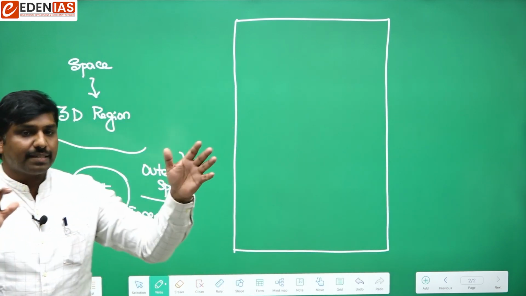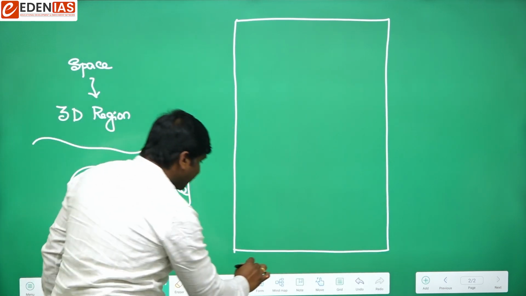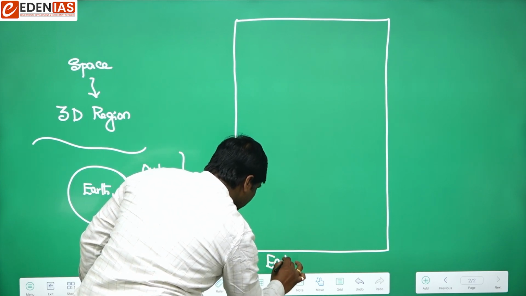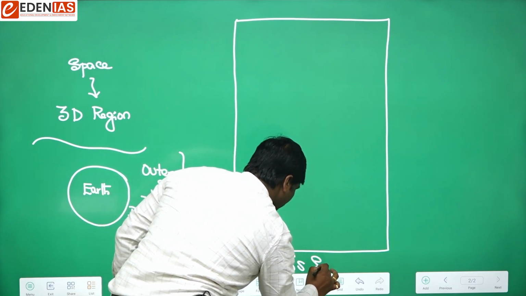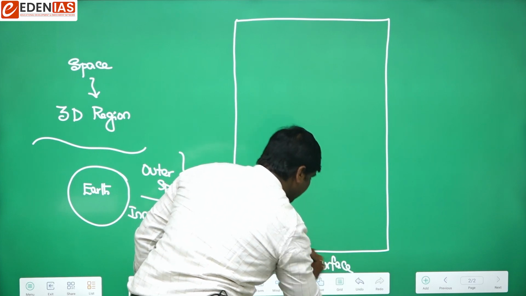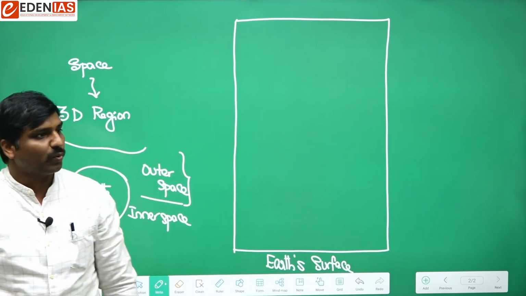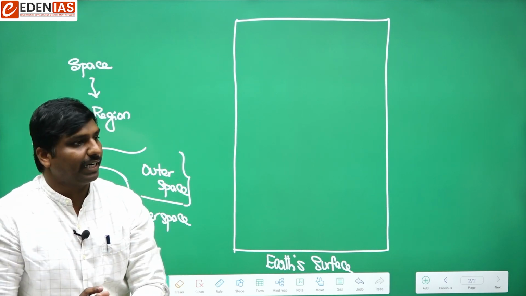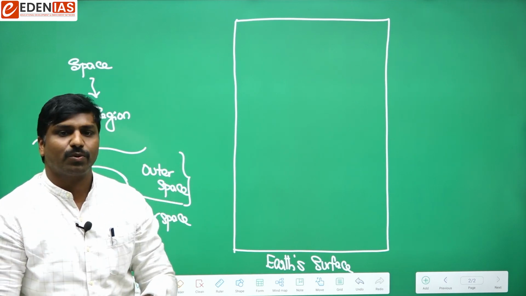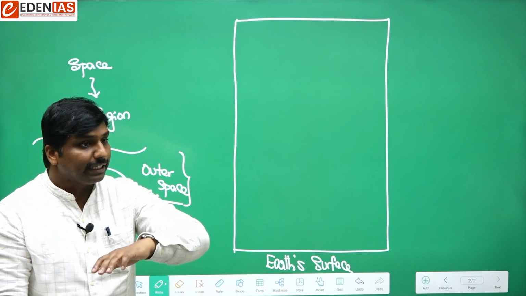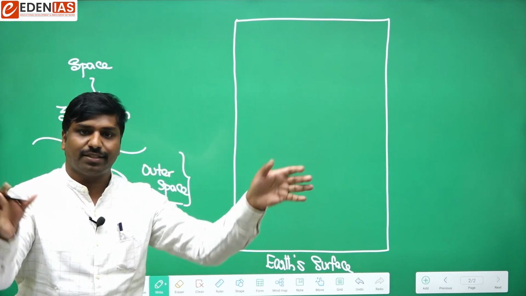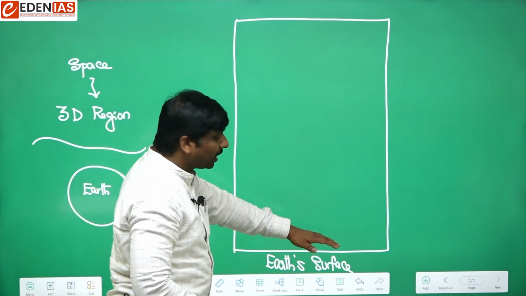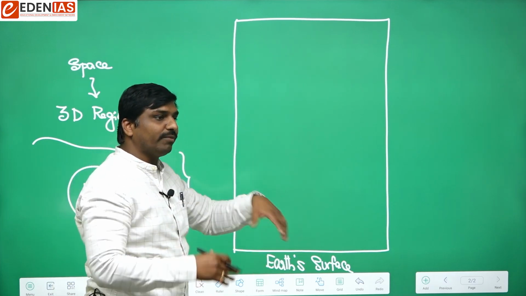Just assume that this is the surface of the Earth. This layer represents Earth's surface. Now, Earth has an atmosphere. It is a well known fact that Earth has some atmosphere. Atmosphere refers to the thin blanket of air that surrounds the Earth. So that is nothing but atmosphere. Now, the atmosphere can be vertically divided into various layers.